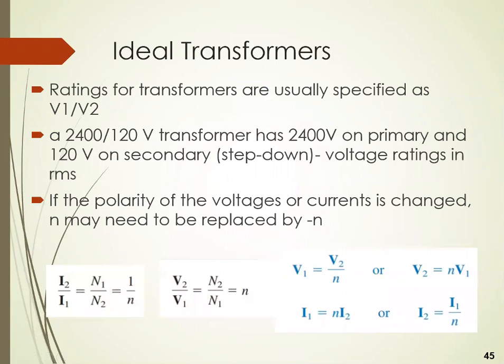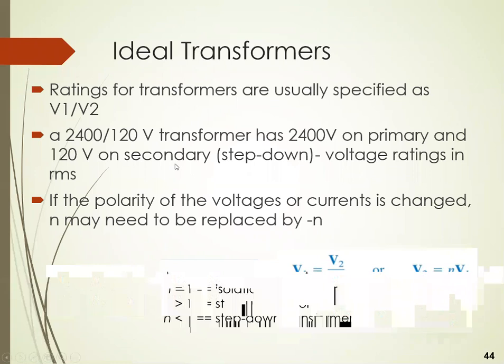So the ratings for transformers are usually specified as the primary voltage over the secondary voltage. So a 2400 over 120 volt transformer has 2400 volts on the primary and 120 volts on the secondary. So this will be a step-down transformer. And normally the ratings are going to be given in RMS values. Okay, when you look at the ratings on a transformer, those will be indicated as RMS values. So again, this example of 2400 volts in the primary over 120 volts on the secondary indicates a step-down transformer.